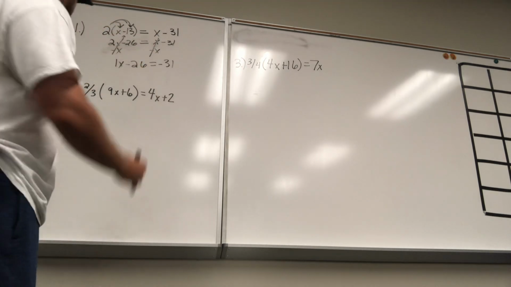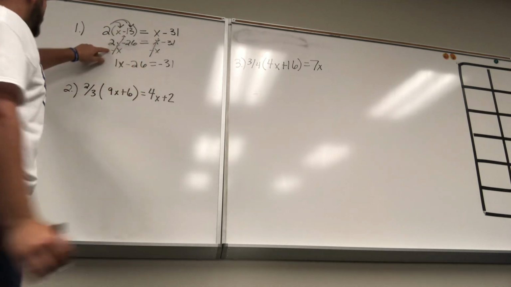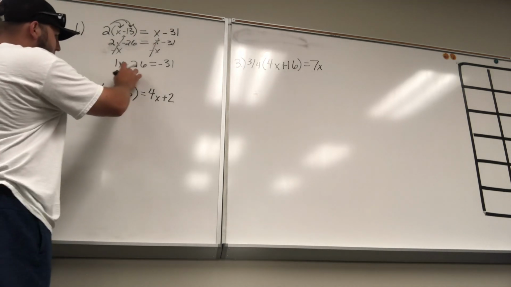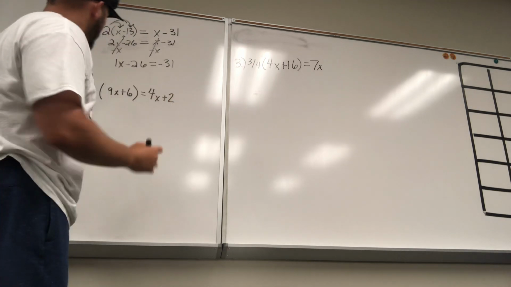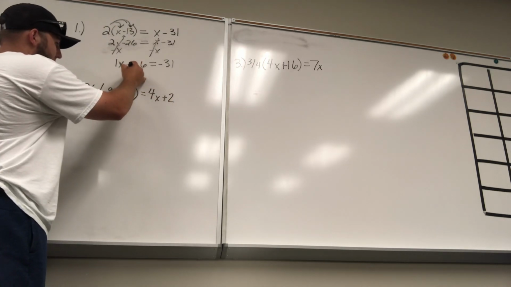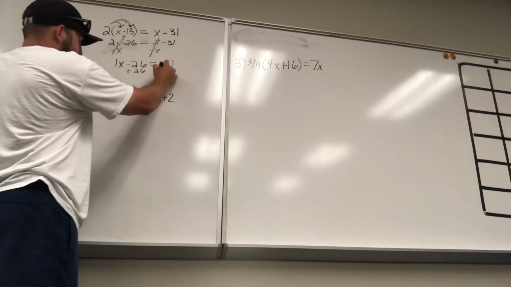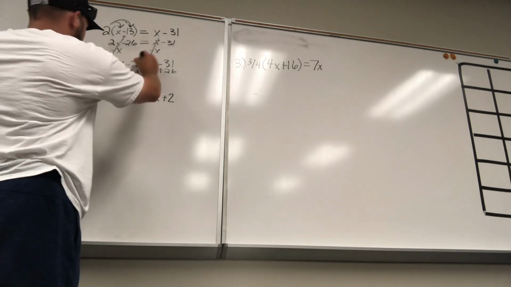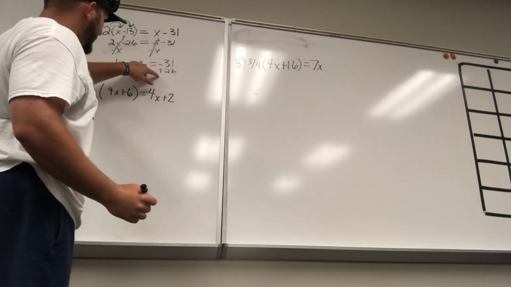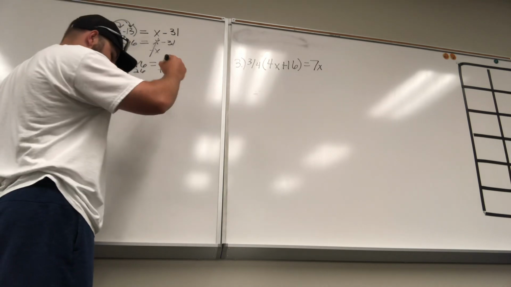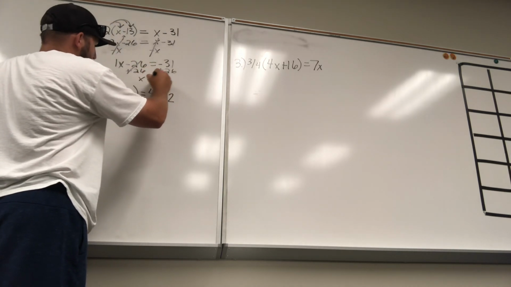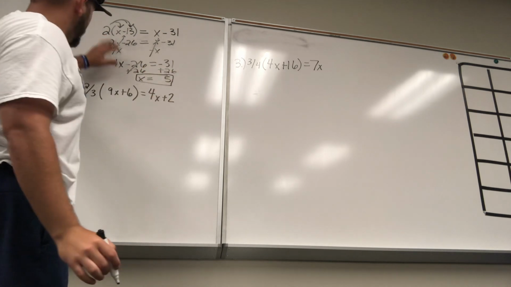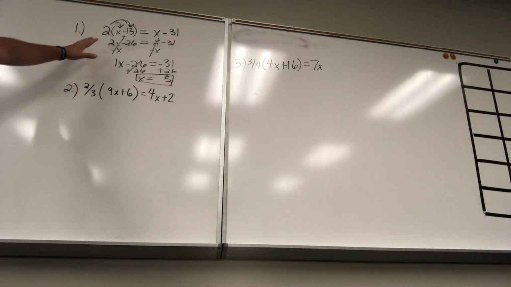So the x's are gone now. We're left with 1x over here, since we took 1x away. To get x by itself, we have to get rid of this 26 and put it over here. Since it's negative 26, we're going to add 26 to each side. Negative 26 plus 26, that's gone. Negative 31 plus 26, I believe, is 5. So x equals 5. Doing all of this, you get to that. It's actually not that much work when you first look at it.